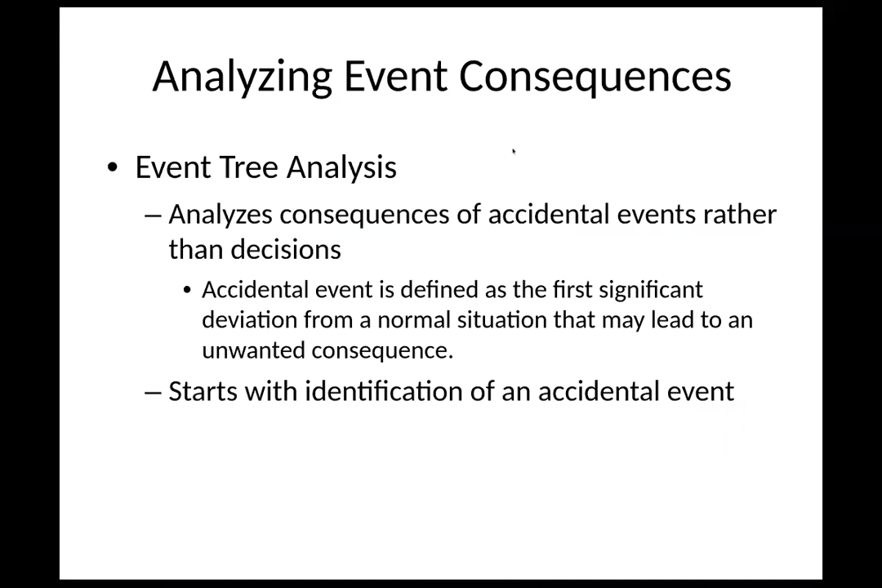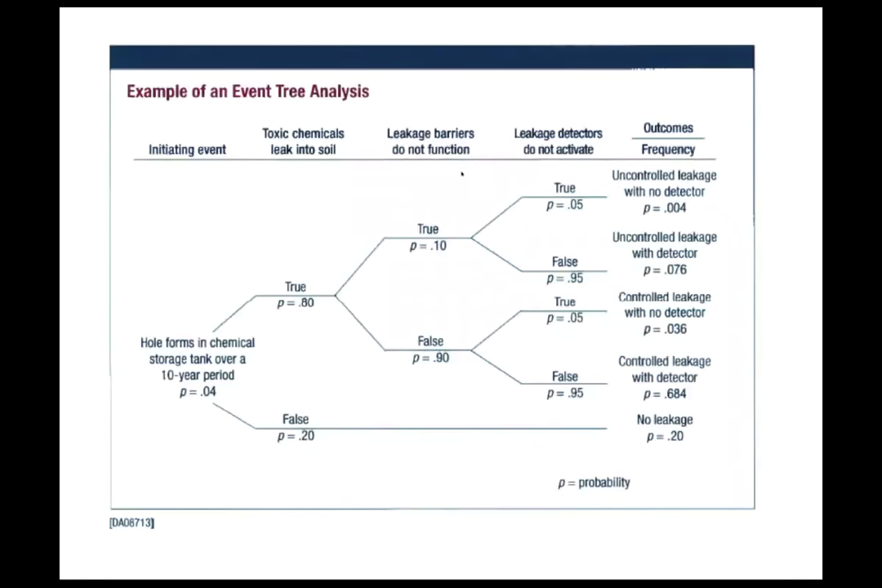Event tree analysis, well, it's different. Instead of looking at decisions, it's analyzing the consequences of accidental events rather than decisions. An accidental event is defined as the first significant deviation from a normal situation that may lead to an unwanted sequence. What's different with this is that instead of starting with the decision, we start with an identification of an accidental event. That's where you're most likely going to see a question: which one uses an accidental event as part of the process? So this is much busier.